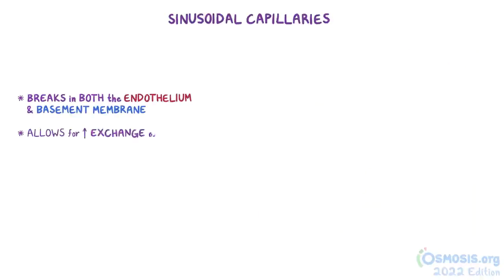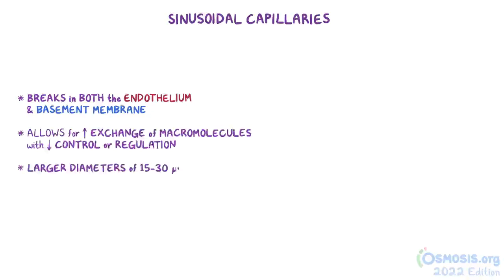Sinusoidal capillaries are another type of capillary that have walls with much larger holes or breaks in both the endothelium and basement membrane. This allows for more exchange of macromolecules, but with less control or regulation of what molecules are exchanged. These capillaries will also have larger diameters of about 15 to 30 microns.